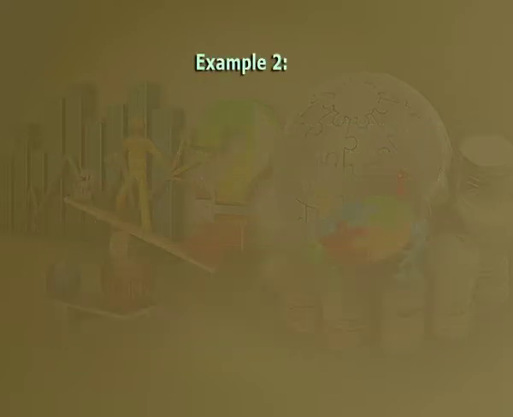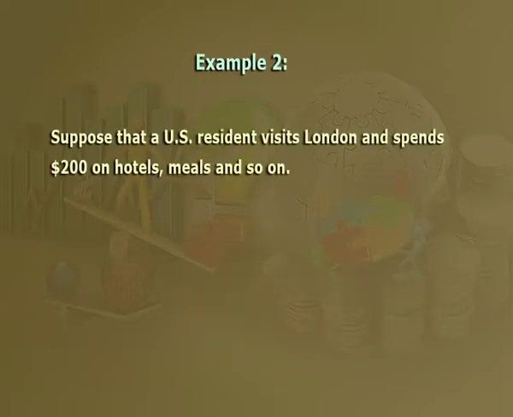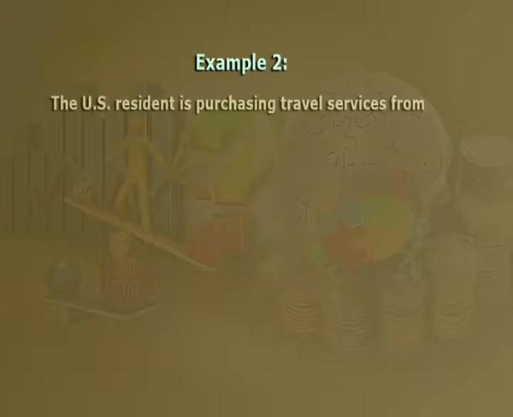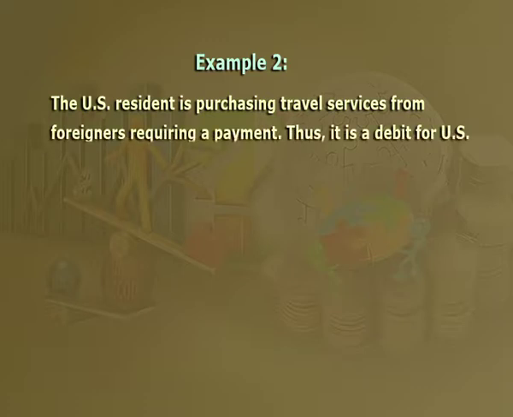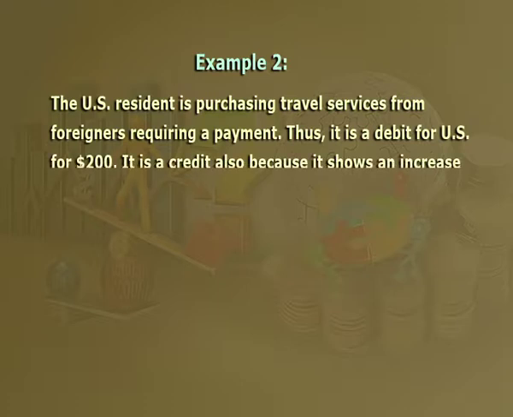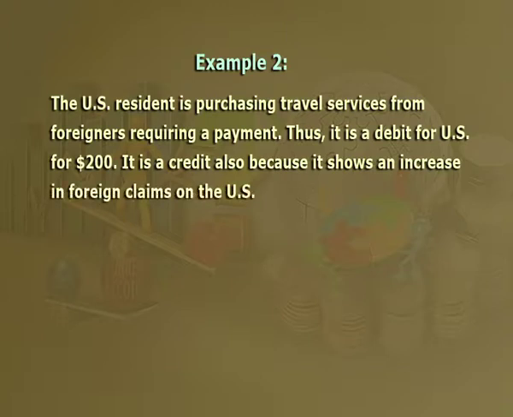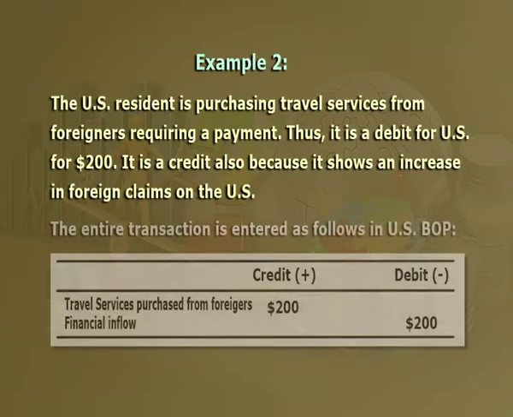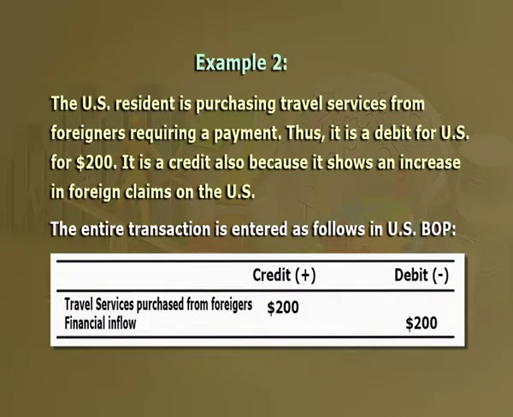Let us now take the second example. Suppose that a US resident visits London and spends $200 on hotels, meals and so on. The US resident is purchasing travel services from foreigners requiring a payment. Thus, it is a debit for the US of $200. It is a credit also because it shows an increase in foreign claims on the US. The entire transaction is entered as follows in the US balance of payment.